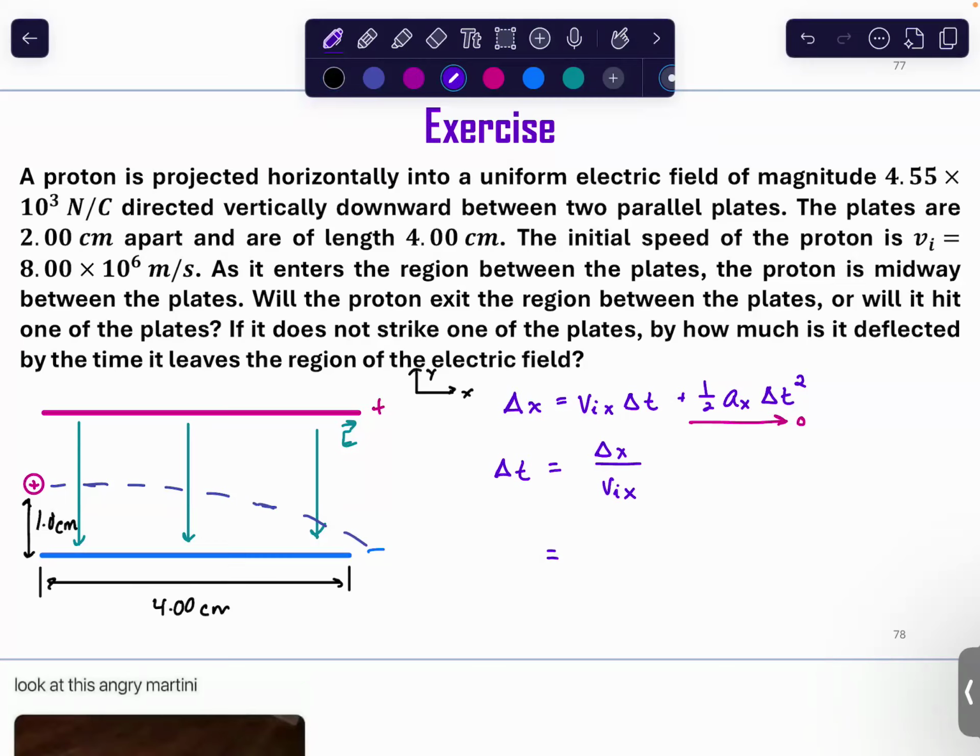So when we solve this, our delta x will be 0.04 meters over 8.0 times 10 to the 6 meters per second. We get a time of 5 times 10 to the negative 9 seconds that the proton will be between the plates.